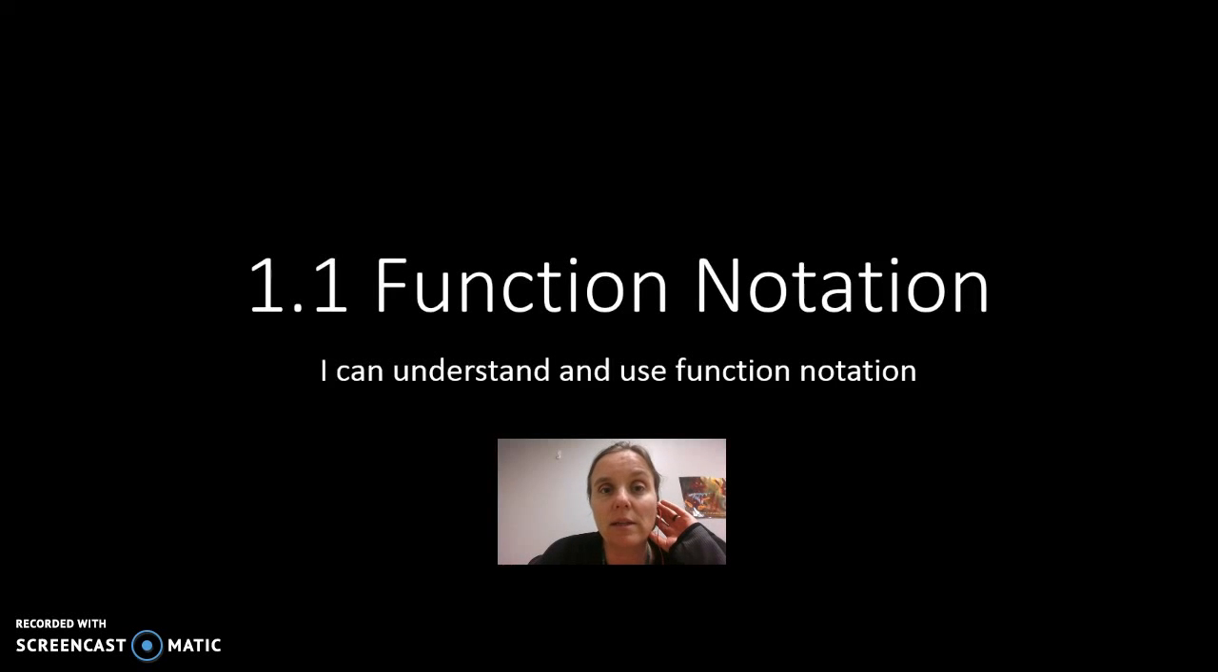My name is Alex Galt. I'm a math teacher at Edina High School. This is lesson 1-1 in advanced algebra. It's a lesson about function notation. By the end of today, I want you to be able to understand and use function notation whether your function is presented as a table, graph, or equation.